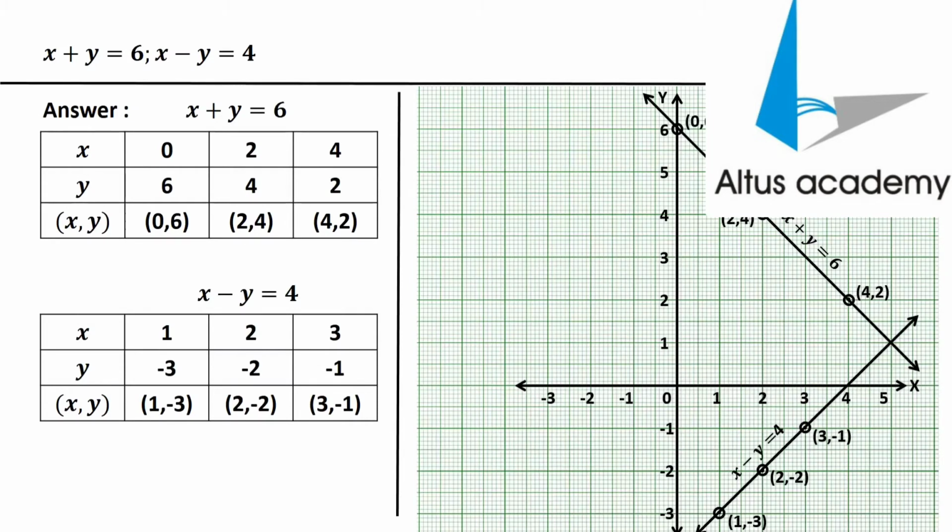Now once you have drawn both the lines, you have to find out where both of these lines intersect. So these lines intersect at a point whose x coordinate is 5 and y coordinate is 1. Right? So that's the answer for this question. x is 5 and y is 1. So this is how we solve equations using graph.